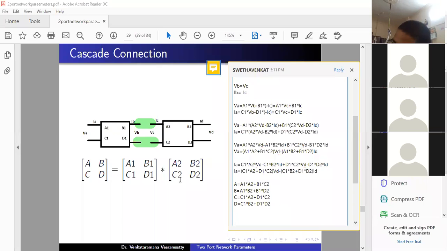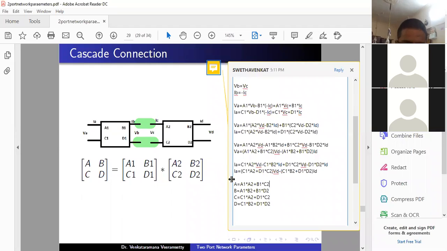Okay? A1 into A2 plus B1 into C2, that's equal to A. That's what we got here. Similarly, if you want B, what do we have to do? We have to multiply this one with this one, right? That means A1 into B2 plus B1 into D2, that's B.